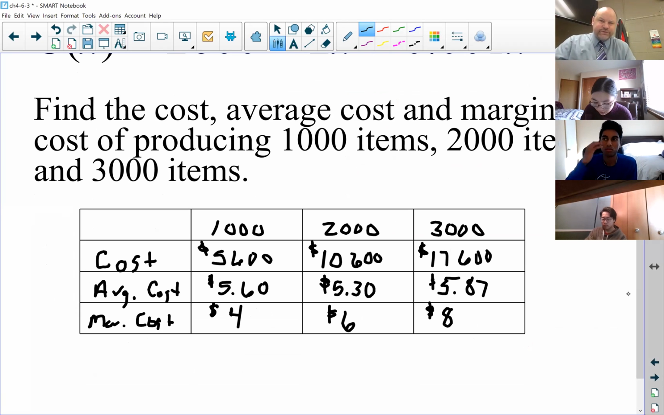The only real disadvantage to using a table and calculating that is for the next problem, where we're going to find where average cost is at a minimum. It's always nice to have that derivative and the average cost function in order to do that.